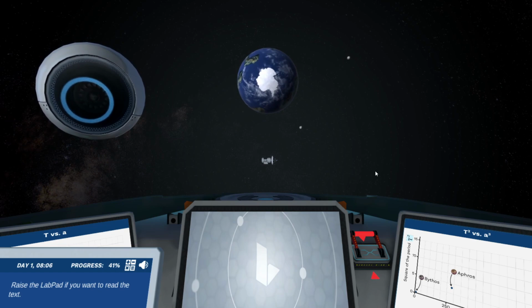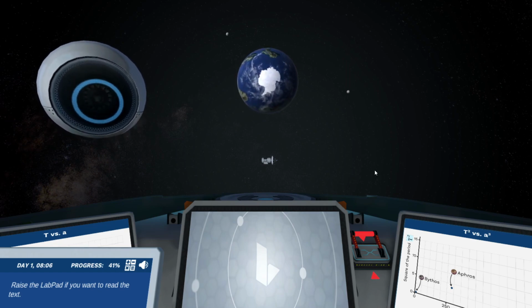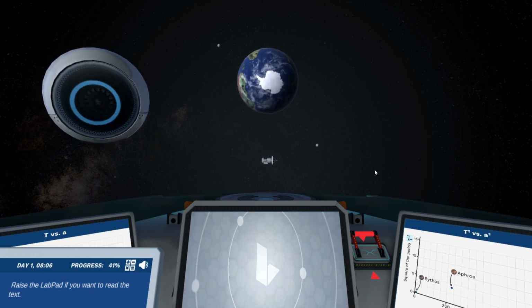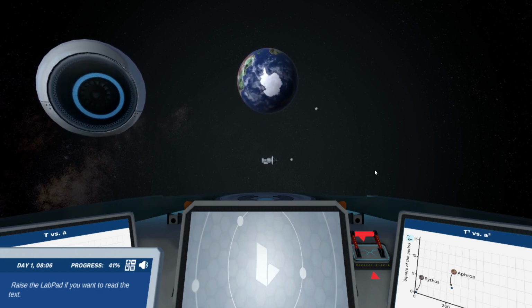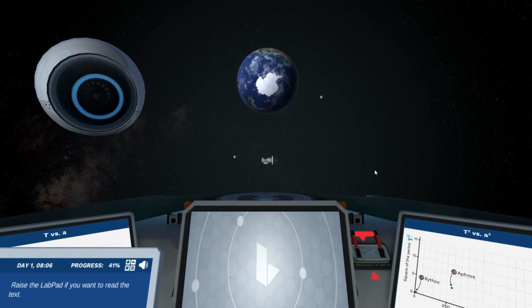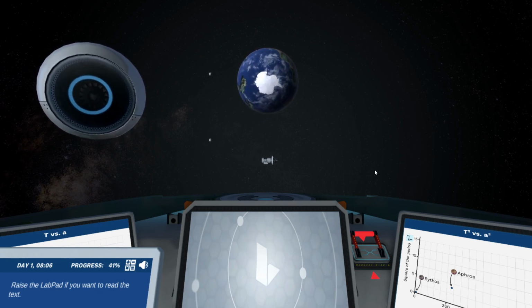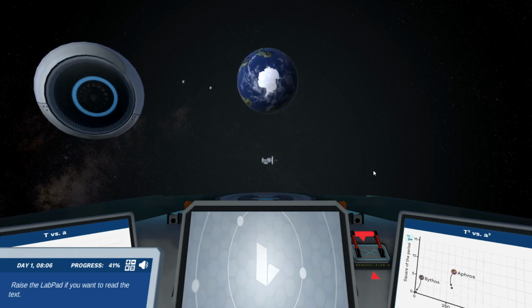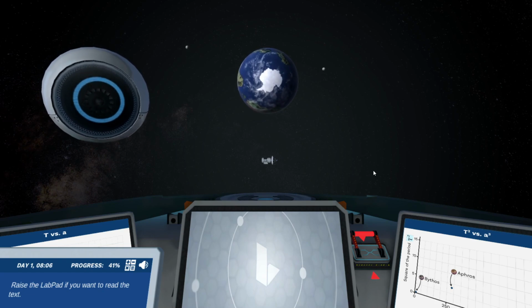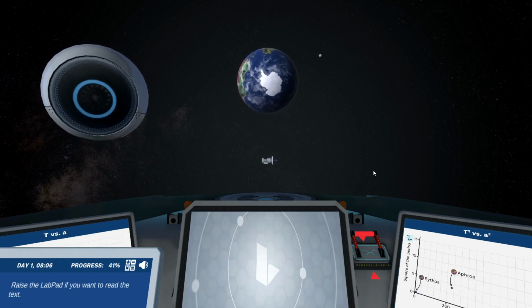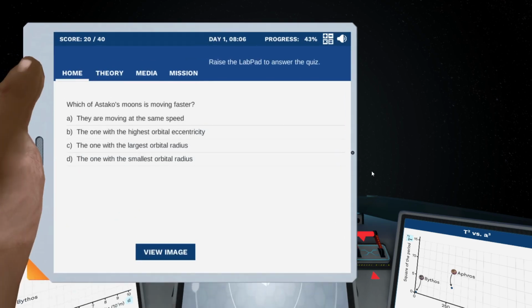To have better control over our satellite probes, we must understand how objects move in different orbits. Astrakos 4 has 2 moons, Aphros and Bythos, each in an orbit of a different size. The orbits of these moons have a very low eccentricity, so we can approximate them by circles. Observing the orbits of Astrakos 4's moons will give us the first hint on how the motion of a satellite relates to the size of its orbit. Which of Astrakos' moons is moving faster?